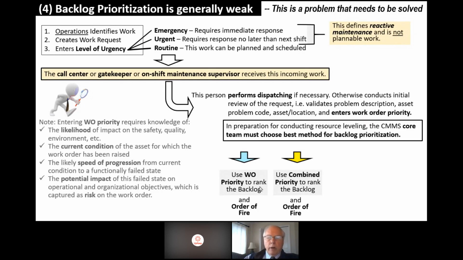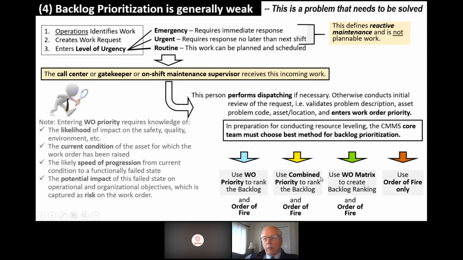There's a combined priority approach. Now I've got the next slide, we'll discuss that. And then there's the work order matrix approach. And then this order of fire thing. I'm going to show you, this is a brand new application that I call the order of fire. And I'll show you how this can be combined with the priority, or the combined priority, or the work order matrix, or just by itself.